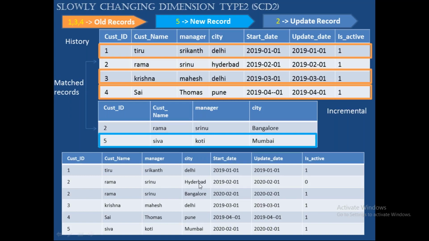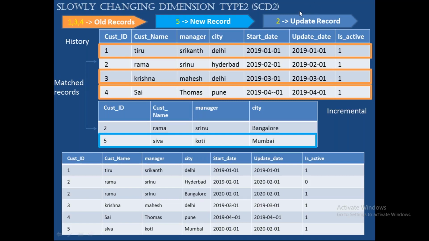On the same day he moved from Hyderabad to Bangalore, and currently he is in Bangalore. See, both happened on the same day. He came and was updated in the dimension on the same day, but it is the current record. That's why is active equals 1, because currently 2 Rama Srinu is in Bangalore, but previously the same person was in Hyderabad.